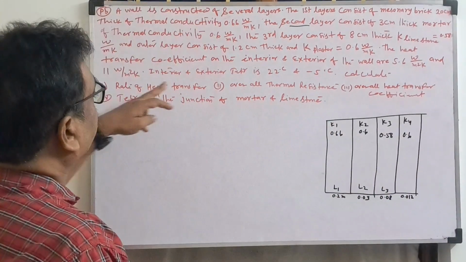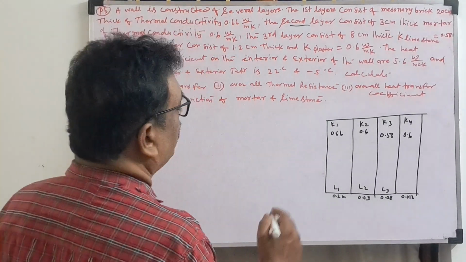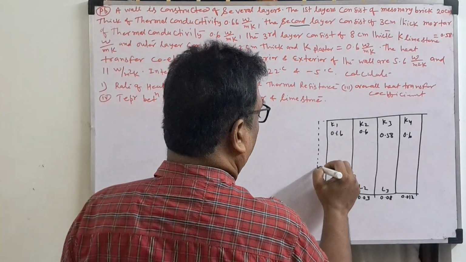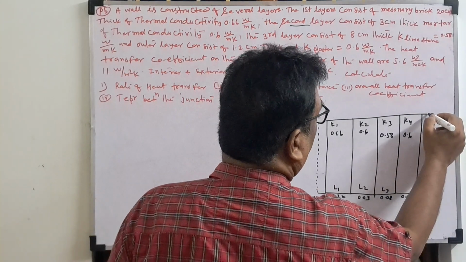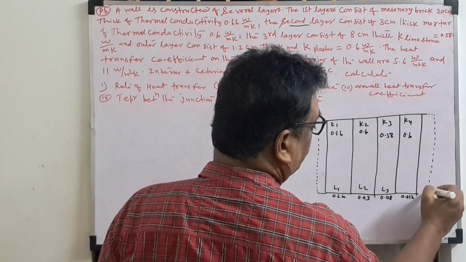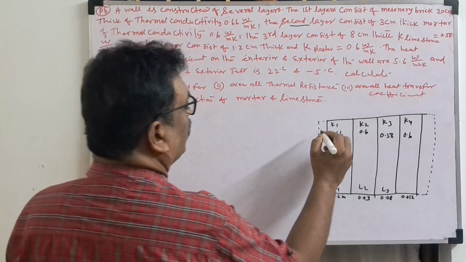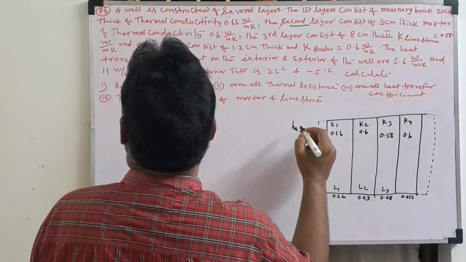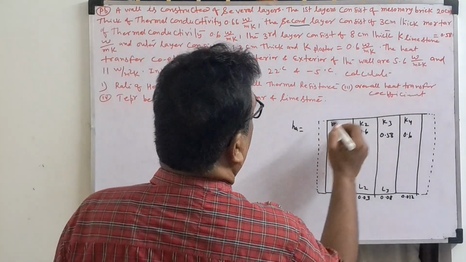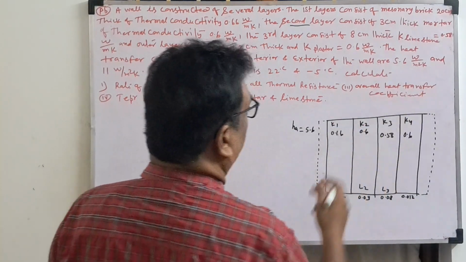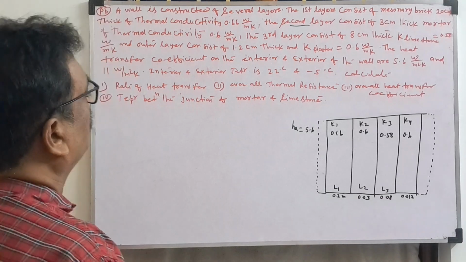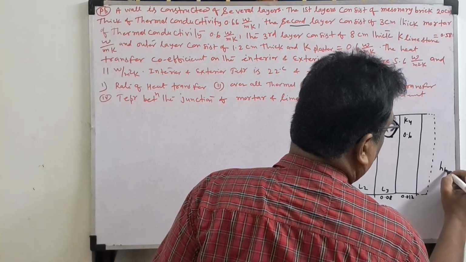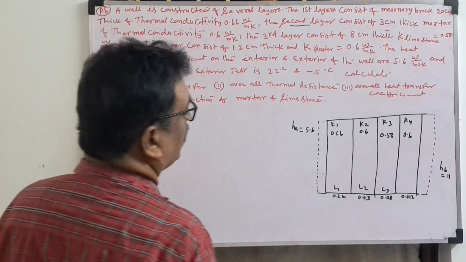And the heat transfer coefficients they gave, for the inner and outer sides. Once the heat transfer coefficient is given, that means this is the convection part. So heat transfer coefficient HA is given as 5.6 watt per meter square Kelvin. The heat transfer coefficient unit is watt per meter square Kelvin. Now HB they gave as 11 watt per meter square Kelvin.